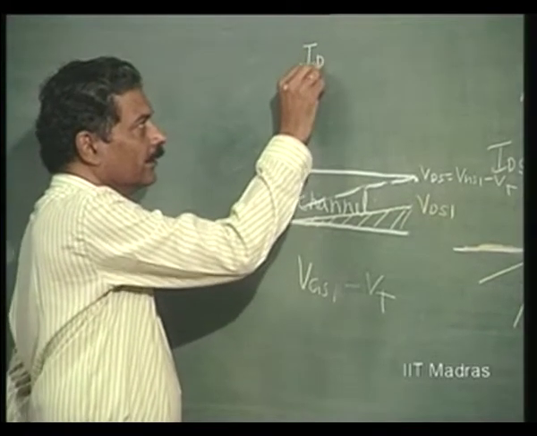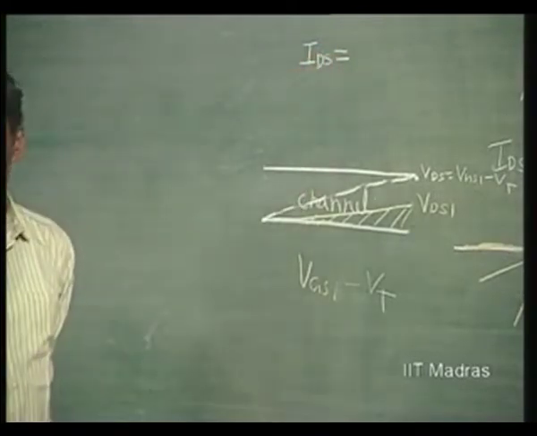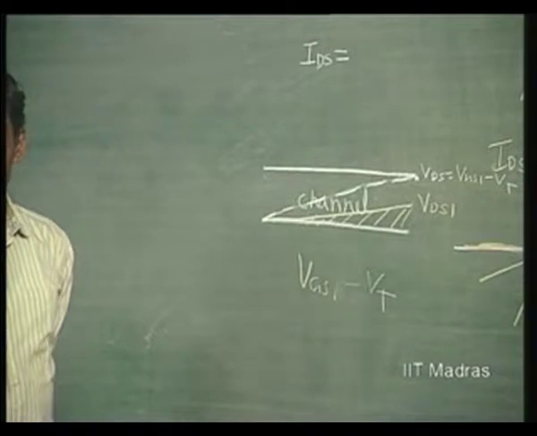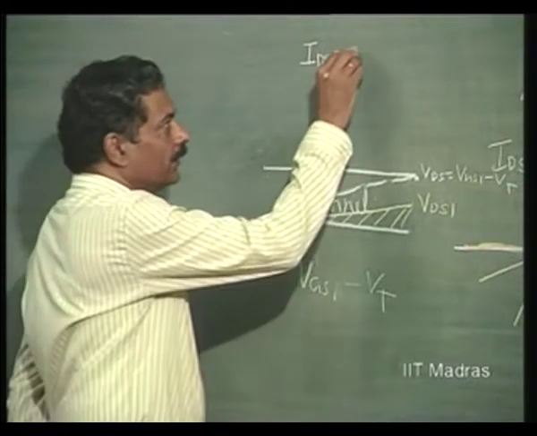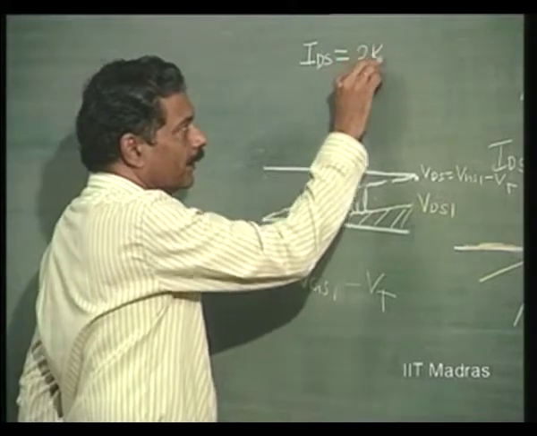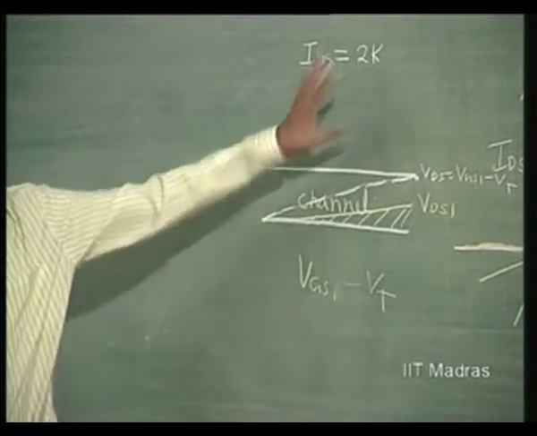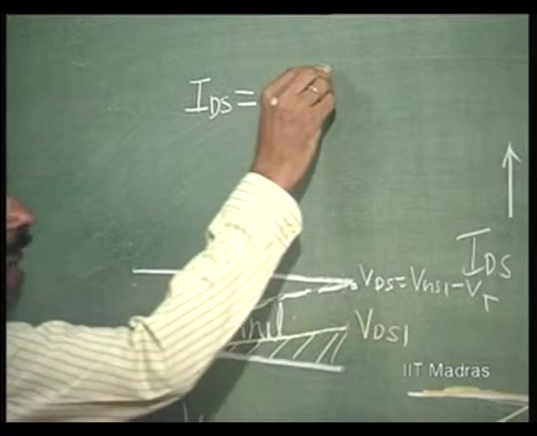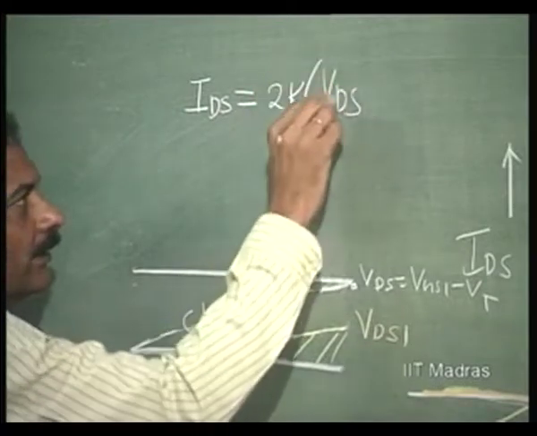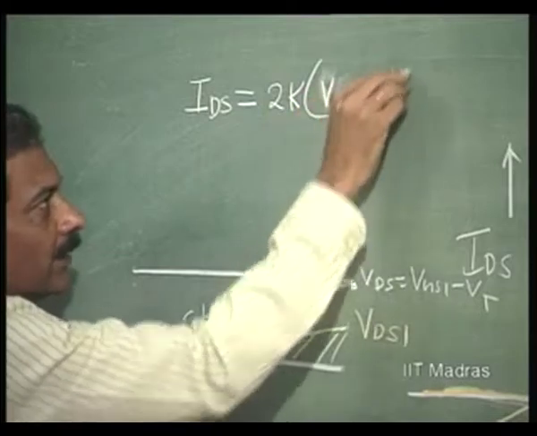ID equal to some proportionality constant, we'll put it as 2k. We'll see why that 2k is put. Some proportionality constant, k dash you can call it, that k dash is 2k, into VDS, into VGS minus VT.